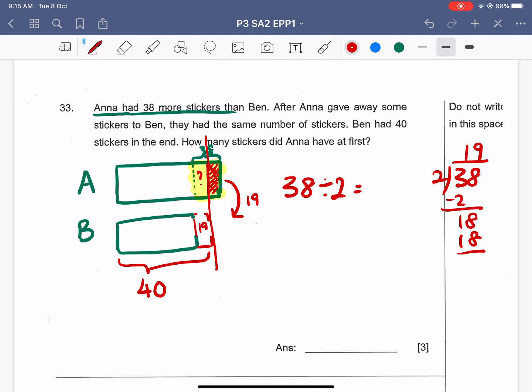So this is 19. And if I know that this one is 19, then I would know what this number is. It will be 40 minus 19, which equals 21. So I know that this is 21, and that means this is also 21.